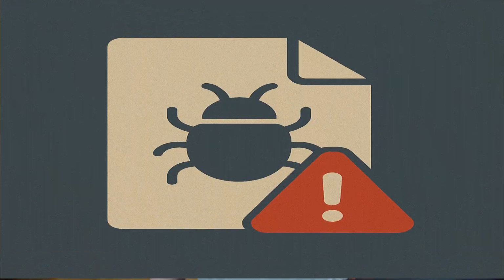First, we'll start with a virus. A virus attaches itself to legitimate files or programs and spreads when those files are shared. It usually requires user interaction to activate, like opening an infected attachment or running a compromised program. Next, we have worms. Unlike a virus, a worm spreads on its own. It doesn't need a host file or human interaction. Worms can move rapidly across networks, exploiting vulnerabilities to infect as many systems as possible.